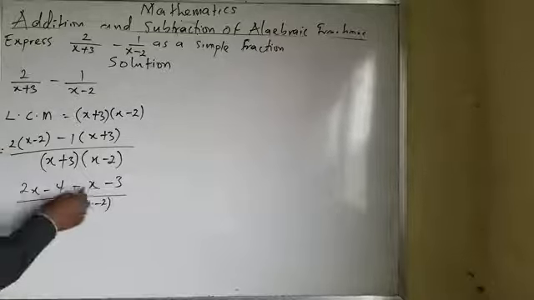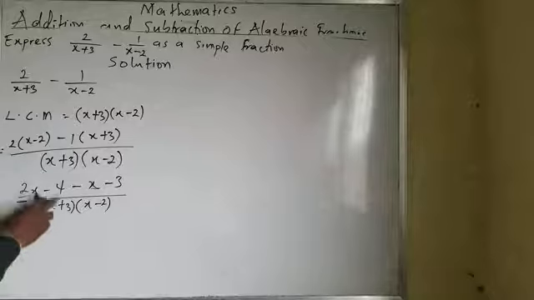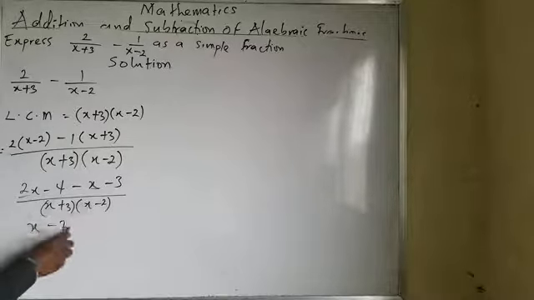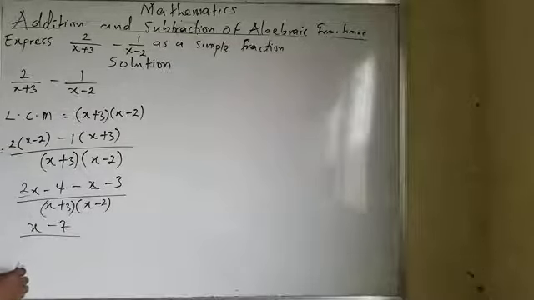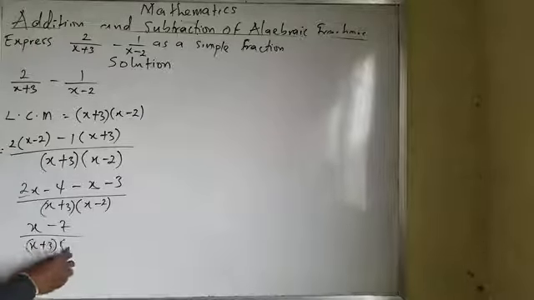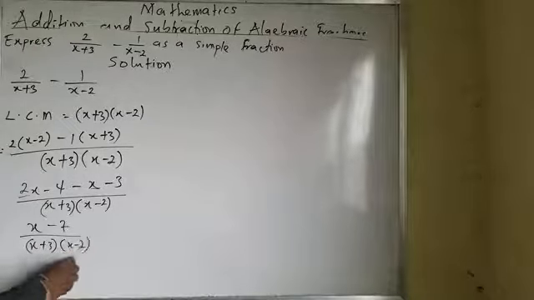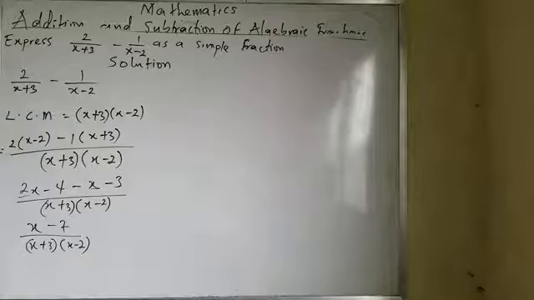This and this, they are like terms, so I will be having x. This and this, I will be having minus 7, divided by x plus 3 and x minus 2. Is there anything I can do again? Nothing again. That is my final answer, and I will stop here.